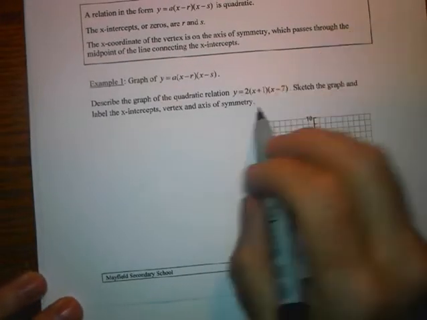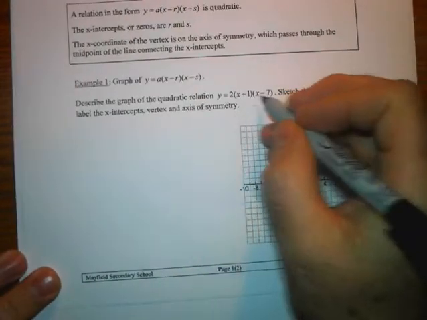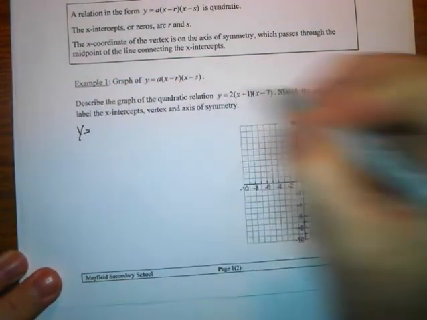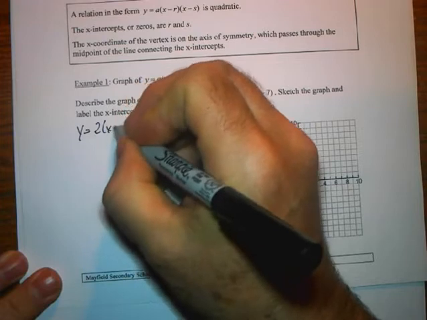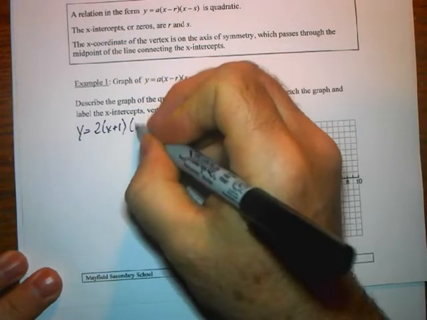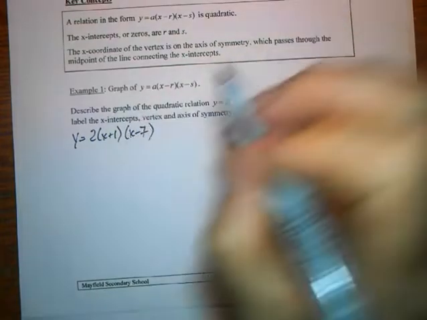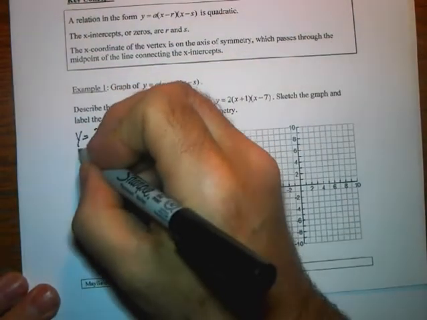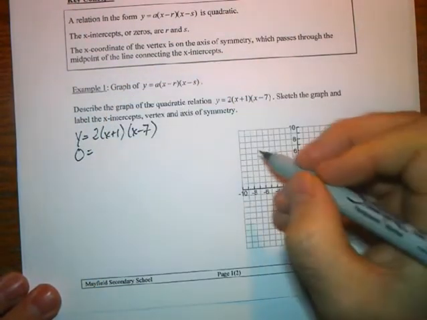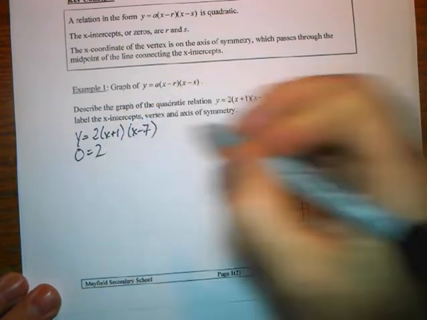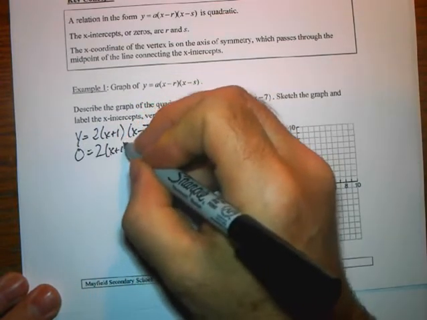Okay, so here's our equation, and you can see it's already in factored form. It's y equals 2(x plus 1)(x minus 7). Again, this is the slightly longer way. You don't have to do it this way every time. You set y equal to 0 because you're finding the x-intercepts.